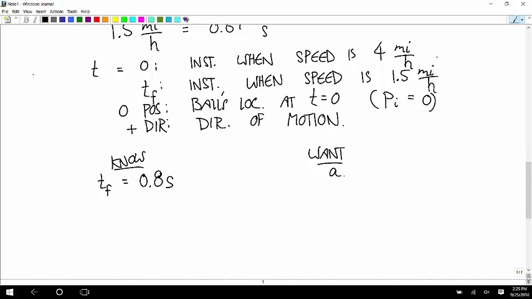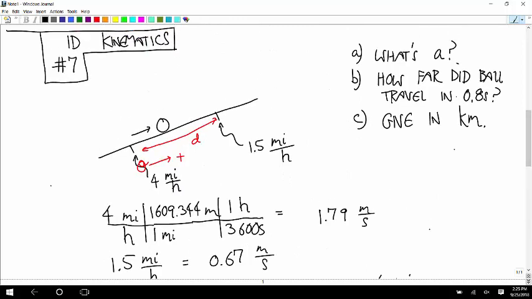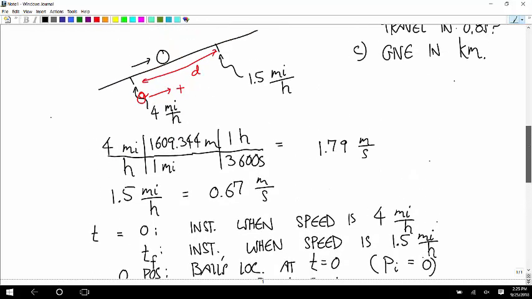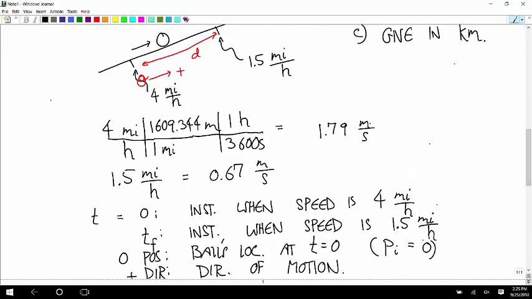Do we know the position at time equals 0? Yep. Do we know the position at time final? That's one of the things we're trying to find later, I think. How far did it travel? But for now, if we don't figure that out, that's fine, so we'll just leave it off. Do we know the velocity at time equals 0? Yes. We know the speed is 1.79.